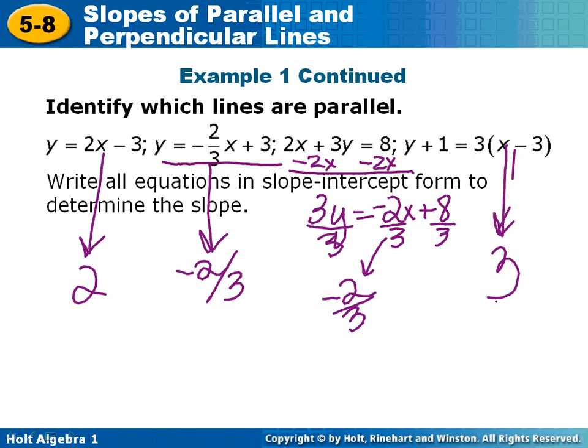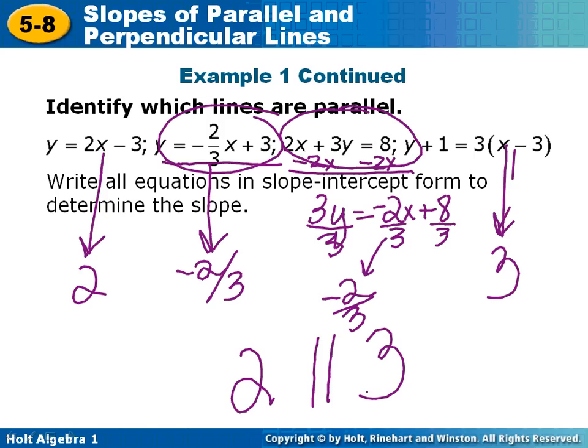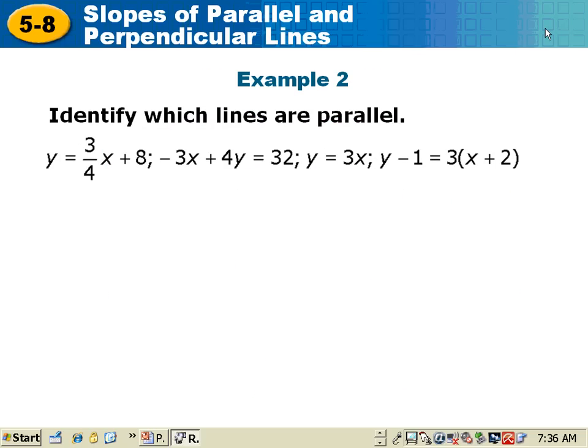Okay, so do you see some that are parallel? Yes. These two middle lines are parallel. And so you could say 2 and 3 are parallel. In fact, line 2 is parallel to line 3. So that symbol right there is parallel. Example 2. Pause this, write it down, and determine which lines are parallel.